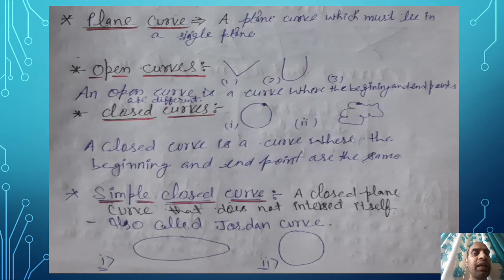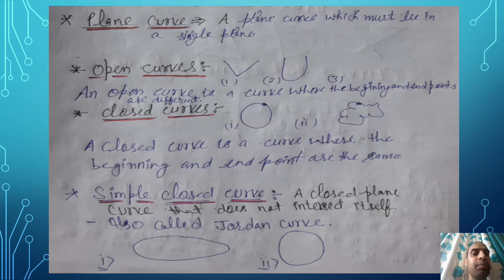Now what is a plane curve? You all know about a curve. So here, what is a plane curve? A plane curve must lie in a single plane. That means if any curve is in a single plane, that is a plane curve. Now what is a single plane? A single plane means like a drawing sheet, wall, or floor. In such planes, if we draw any curve, then that curve is called a plane curve.